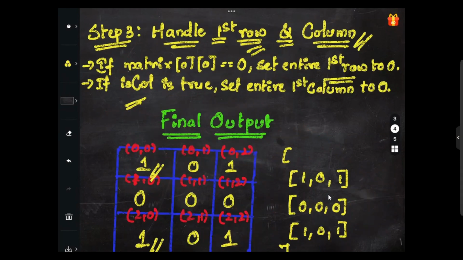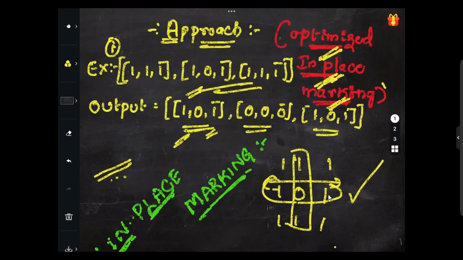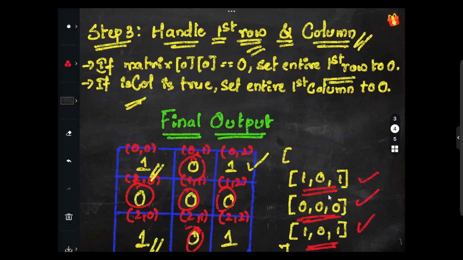So the final output that we got here is, you can clearly see, 101, 000, 101. So that is the output we got here. So this is the final output. The output that we got here matches the output that they have given for the example: 101, 000, 101. Let's check that one, 101 000 101. So this approach works absolutely correct in this case.